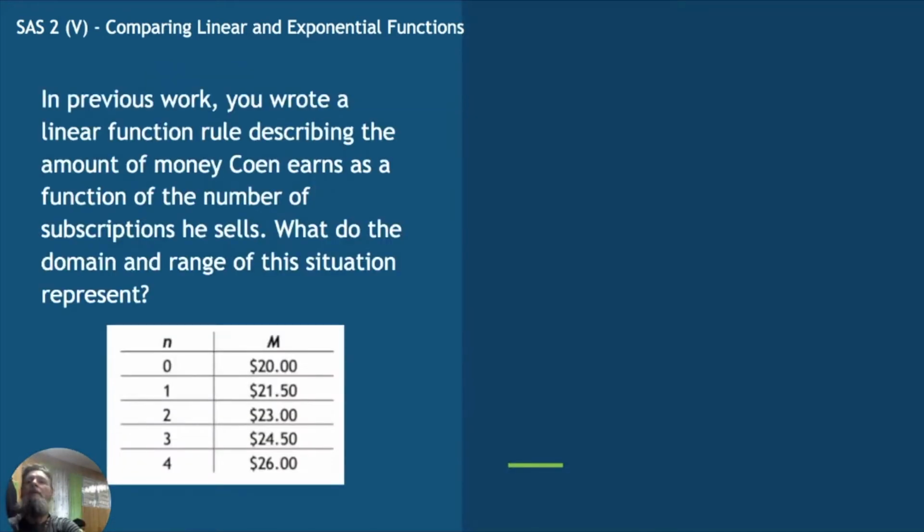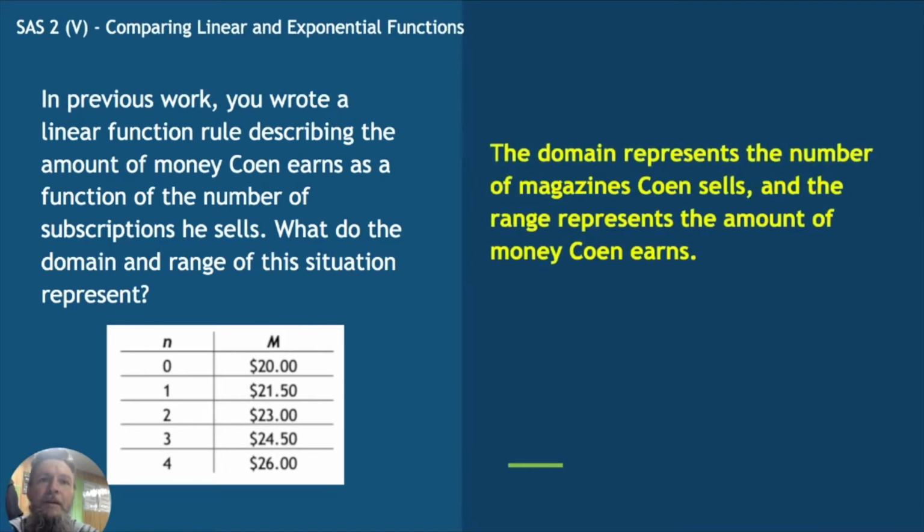Anyway, in previous work, you wrote the linear function rule describing the amount of money Cohen earns as a function of the number of subscriptions he sells. Well, what do the domain and range of the situation represent? Let's take a look at that. The domain represents the number of magazines he sells, and the range represents the amount of money Cohen earns.